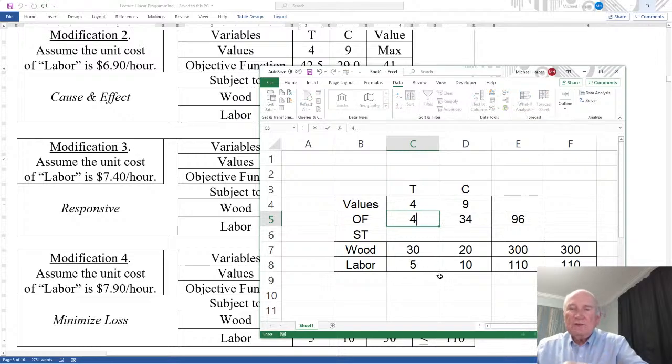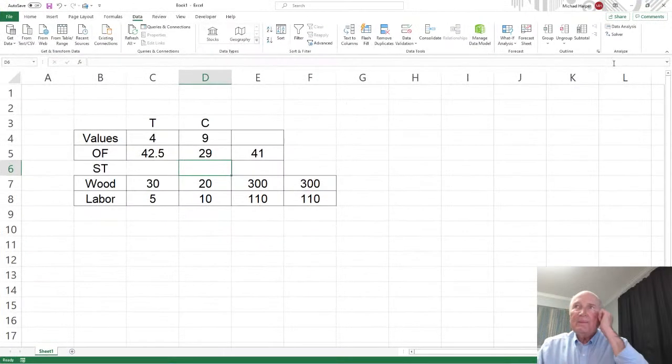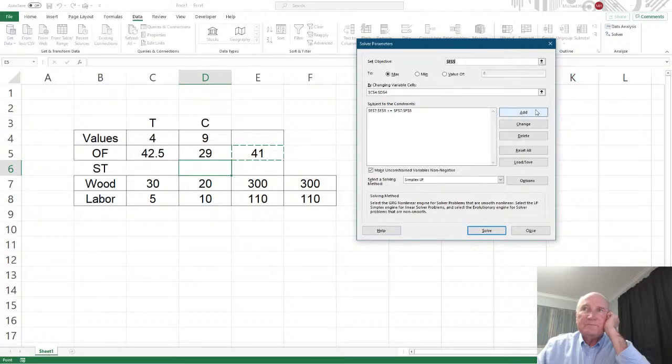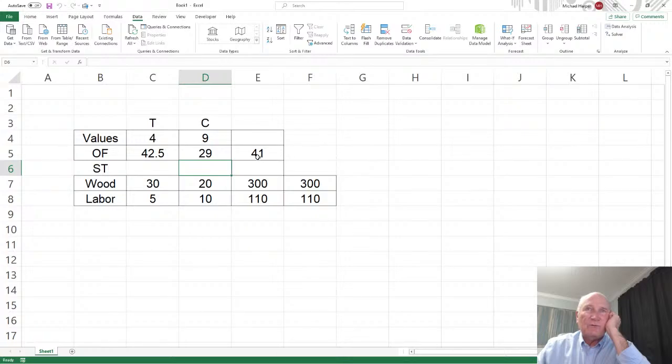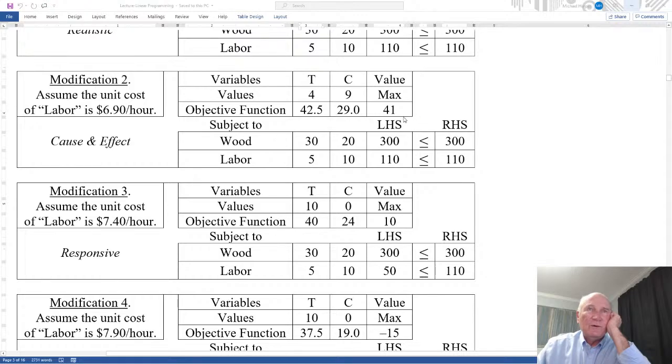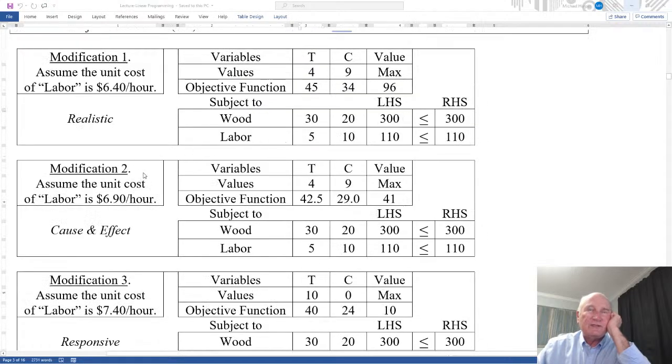If this is 42.5, and then this is going to be 29, okay, and then we solve it. It's going to give us 41. Okay, and so the idea here is that the second one, modification number 2, if I increase this by 50 cents an hour, it'll change my coefficients. And when you solve it, then the profitability will drop from 96 down to 41. That's a $55 decrease.